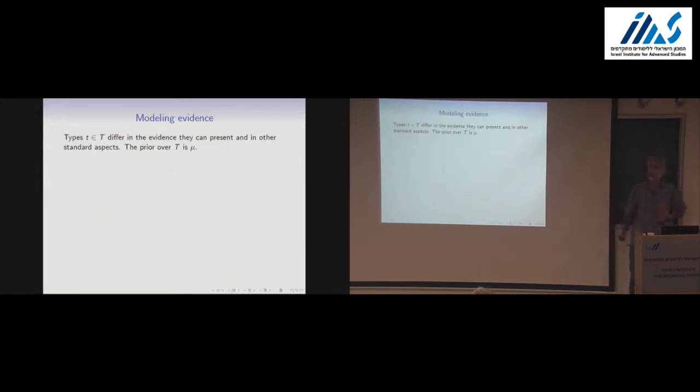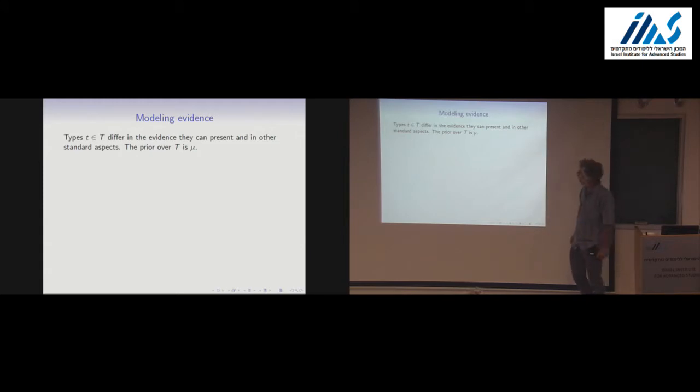So let's get down to brass tacks and start asking the simple question: how do we model evidence? So we have types, and a type is going to differ in two dimensions. A type is going to describe the evidence that that type has. So an individual will have different types, and their type will specify the evidence they have, what they can prove, and their type will specify all the other usual things that a type specifies: the value of the object to them, to the seller, etc., to the other side, etc.